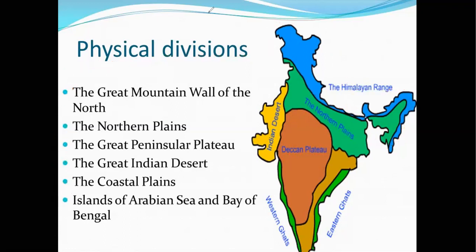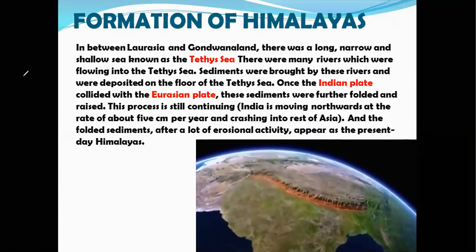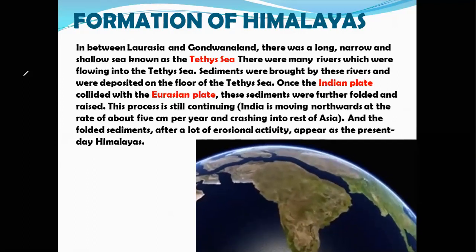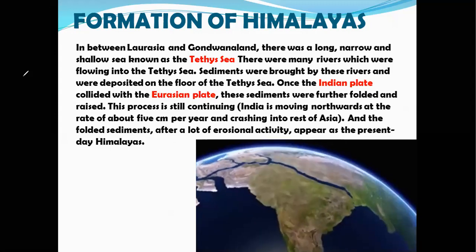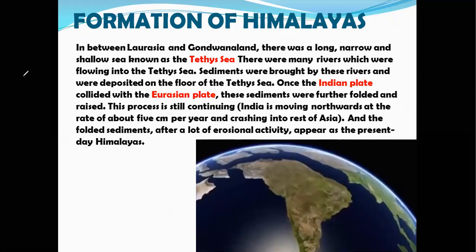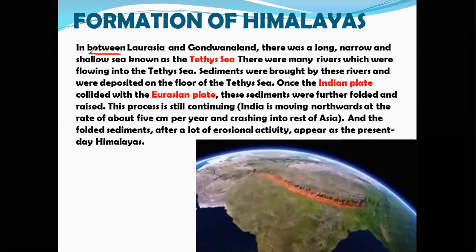Before doing that, let us first understand how the Himalayas were actually formed. If you have a look at this GIF, you might get an idea of how the Himalayas came into existence. So basically, Laurasia and Gondwana were once part of an entire landmass, Pangaea. In between them there was a long, narrow, shallow sea called the Tethys Sea.